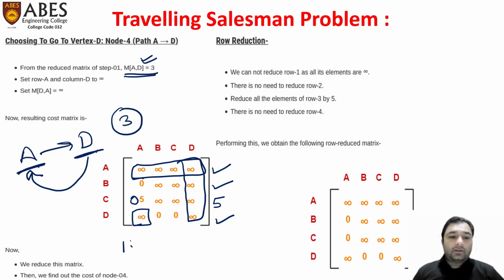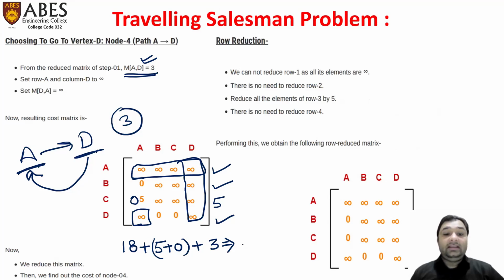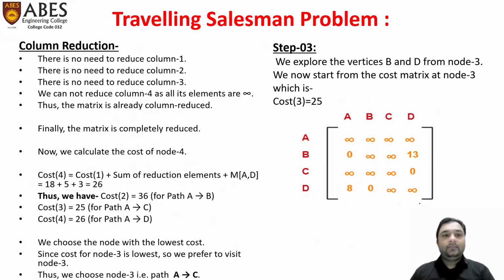So the cost will be 18. 5 is the row reduction cost. The column reduction cost is 0. Plus 3 is the path cost from A to D. That is 26. And this is the reduced matrix. After calculating this, we get a cost of 26.